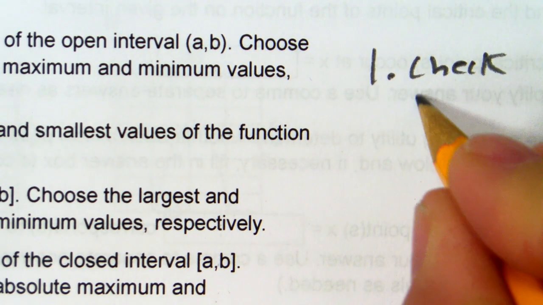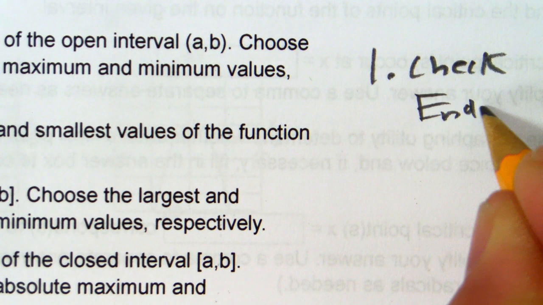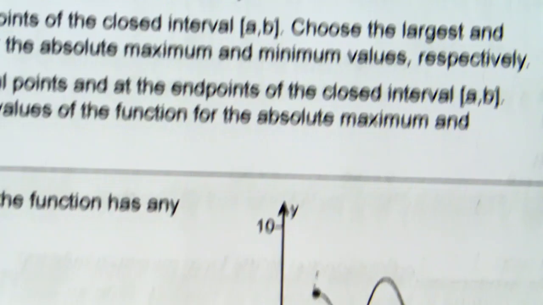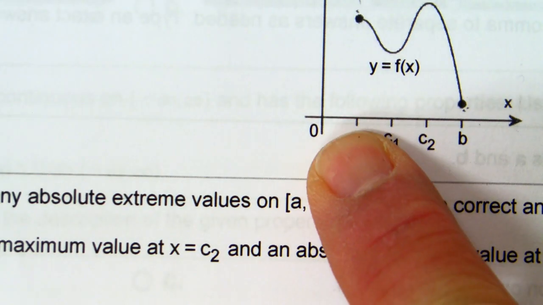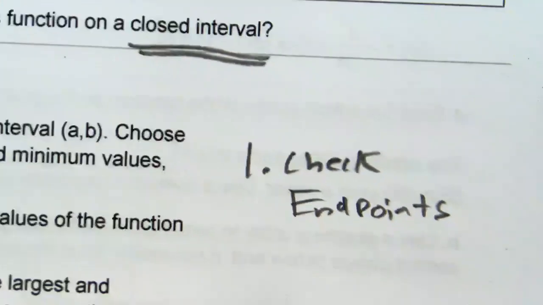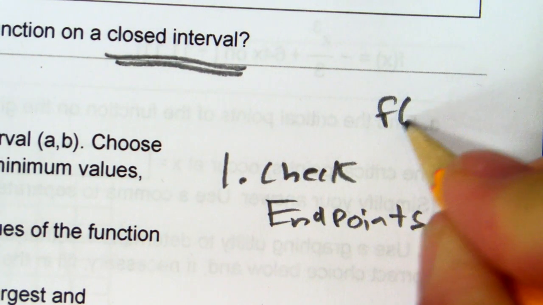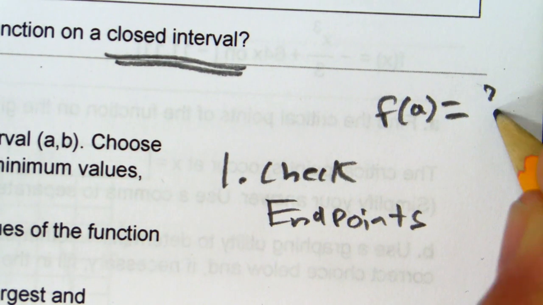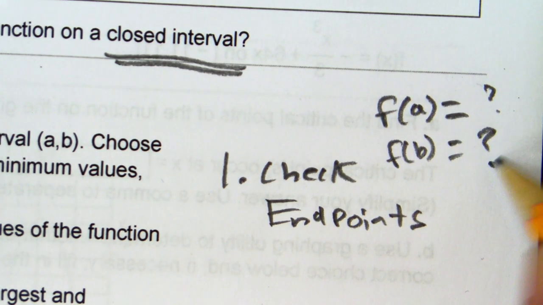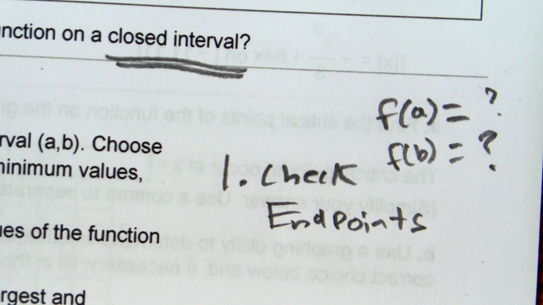When I say check, that means plug in the endpoint value, the x value, into the original function. So, for example, if A is one of my endpoints and B is one of my endpoints, the very first thing you should do is plug A into the function, see what it gives you. Plug B into the original function, see what it gives you. Because those are possible places where maximums and minimums occur.